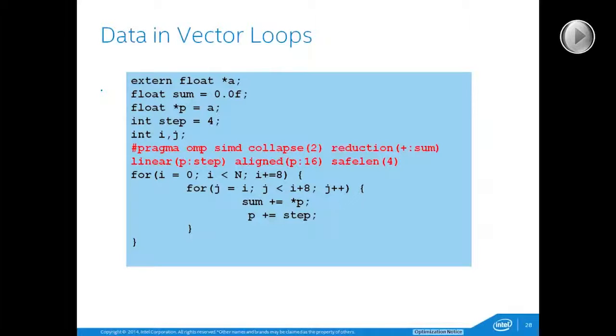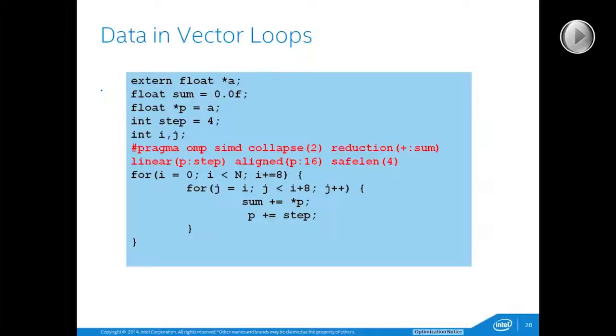So traditionally, vectorization is targeted for inner loops, but in the case of Pragma OMP SIMD, that's not the case. You can also target the outer loops, or you can collapse perfectly nested loops and then apply the vectorization on top of it. And the tool specifies that I want to collapse these two loops. Now, obviously, there's a reduction operation happening on the sum variable, and the reduction operation is addition. And again, the linear clause is specified for the variable p, and the linear stride is basically step.